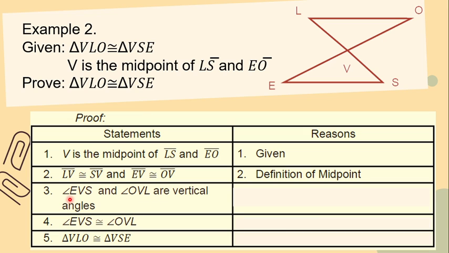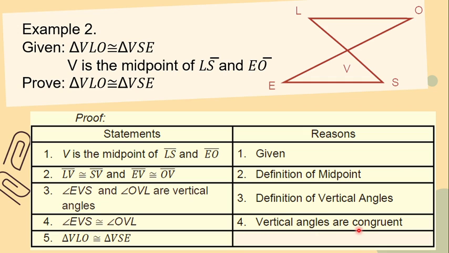Next, angle EVS and angle OVL are vertical angles. So from the word vertical angles, that is from the definition of vertical angles. And then angle EVS is congruent to angle OVL. So define lang natin yung N, that is vertical angles are congruent. And from there, triangle VLO is congruent to triangle VSE. We have the SAS postulate.